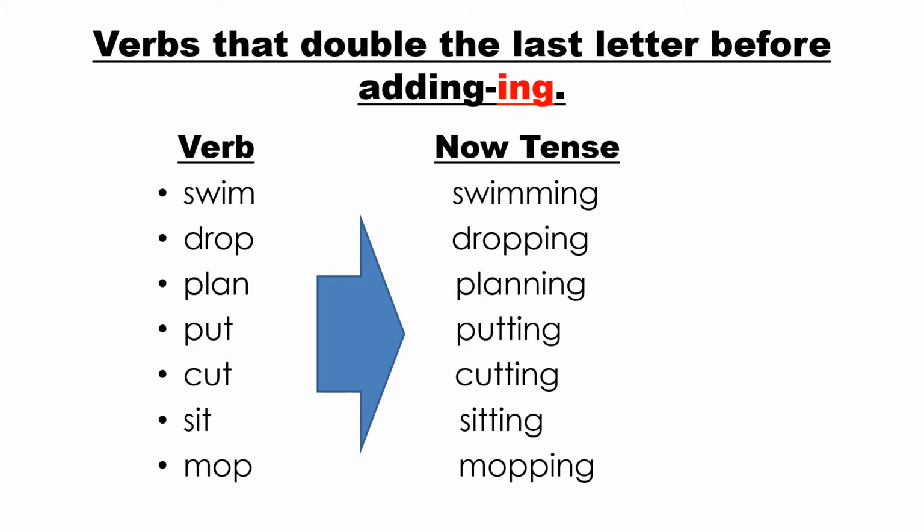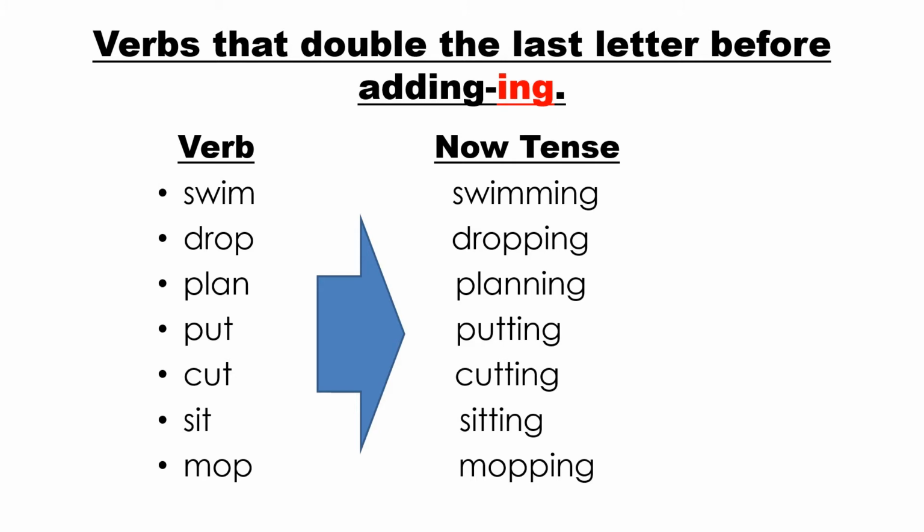These are verbs, and this is the now tense after changing them and doubling. Let's go to the word swim. Swim, we double this letter. Have you seen? There are two now. And it becomes swimming. Okay? Yes, we go to the next one. Drop. Do you know dropping? Dropping something. We double P, it becomes dropping.